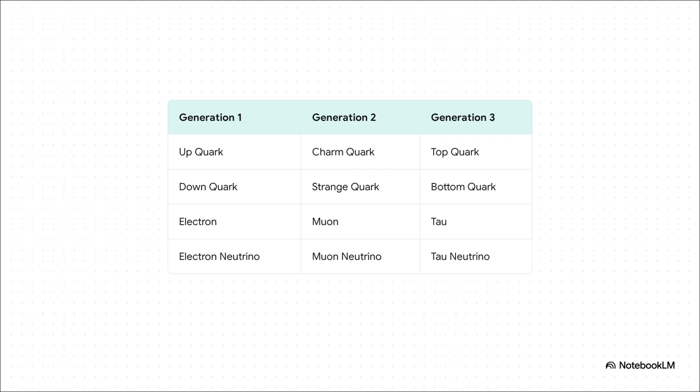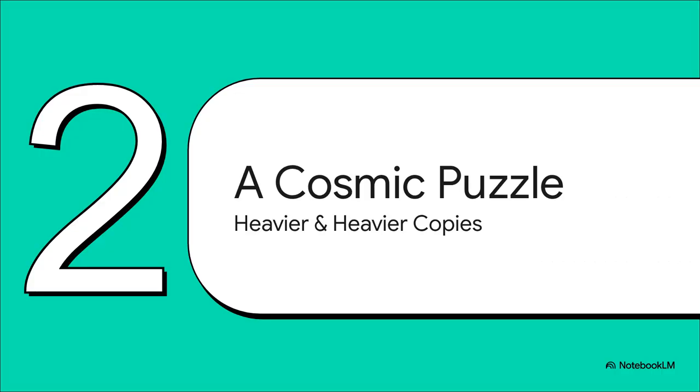But then you look at generations 2 and 3, and they're just copies, duplicates. They have the same charges, the same properties, except for one really, really weird difference. And that one difference, well, that's where we get to the real heart of this whole cosmic puzzle. Because these aren't just random copies. There's a pattern to them, and it is seriously strange.